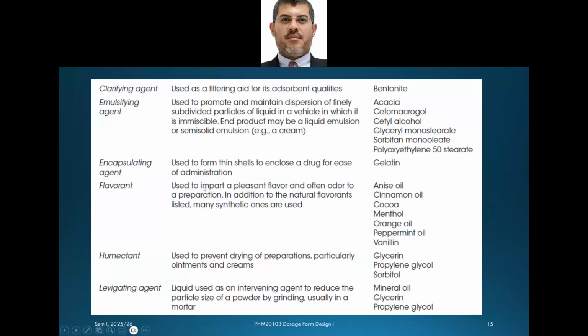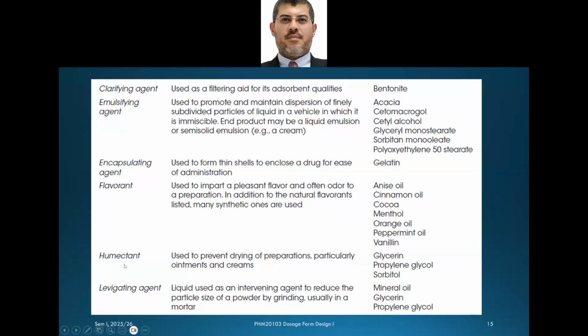Flavorants, you can add flavorants to impart pleasant flavor and often odor to the preparation. So it will give a pleasant taste. We have anise oil, cinnamon oil, cocoa, menthol, orange oil, peppermint oil, and vanillin. They can give different flavors.